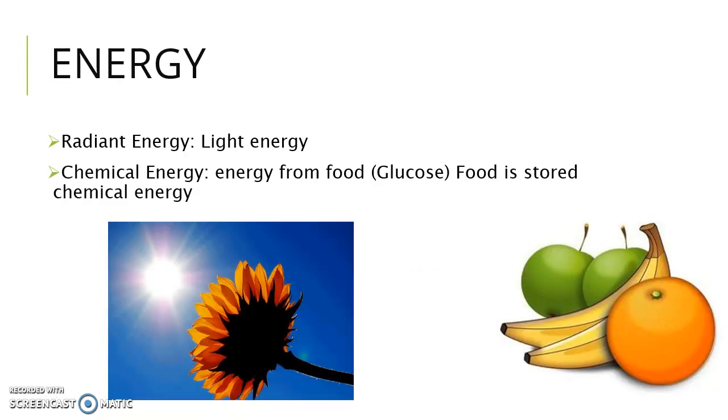Alright, energy. Energy is basically the ability to do work. We'll talk more about energy when we get into physical science, but energy can be kinetic or potential. Kinetic, think of like motion, and then potential is just stored energy. So radiant energy is a form of kinetic energy, and that's light energy, and plants get that from the sun. Chemical energy is the energy from food, like glucose, and it's stored as chemical energy.